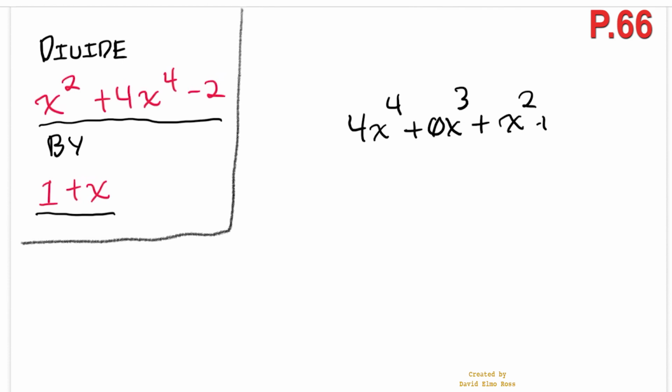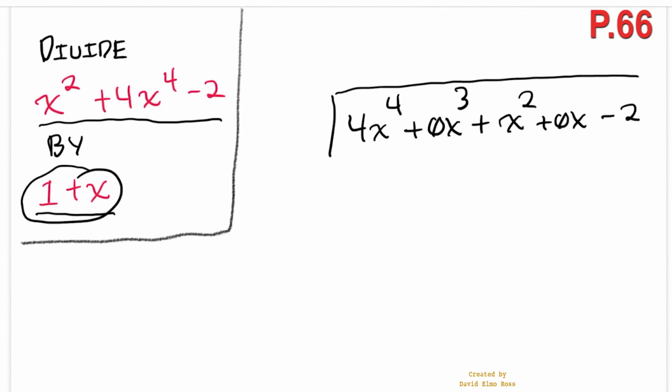There's no x's, but there's a minus 2. So we have to expand it out so we have all the terms from x to the fourth down to the single digit minus 2. And then what we have to do is divide this all by this number here.